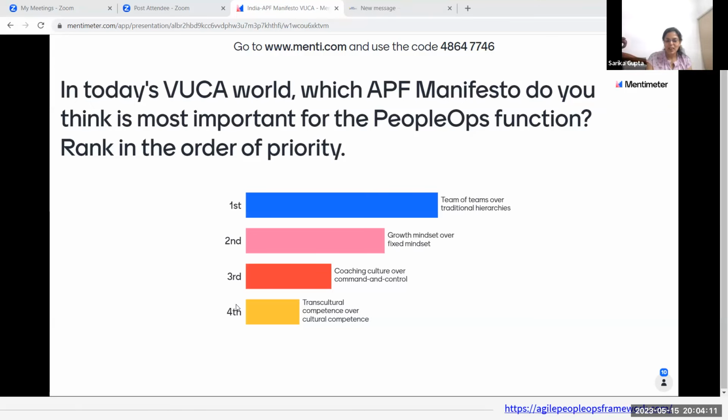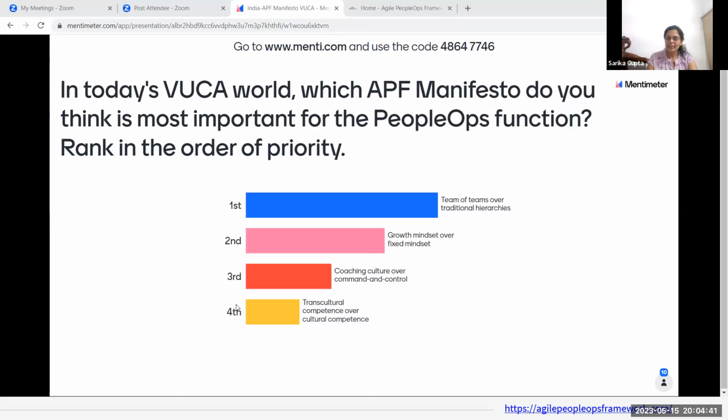And I'm happy to see growth mindset is actually sitting in the second place. So it is good. In fact, it's following the order or the rank that APF has in itself, like the manifesto, and here people are going the same way. Right, right. Thank you so much. Thanks everyone for participating in this.